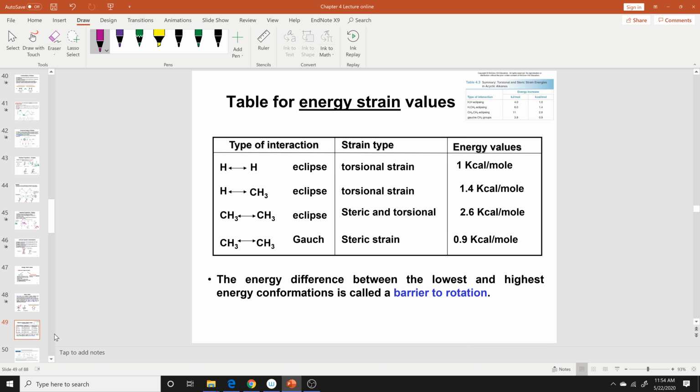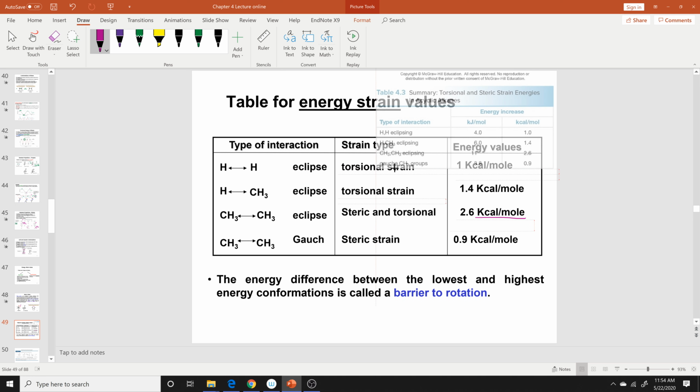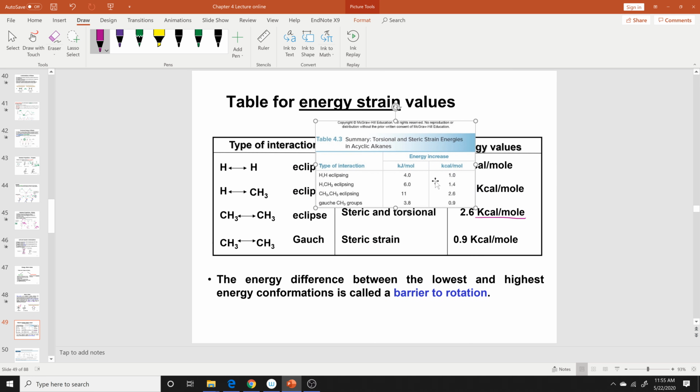This is the table that I've been talking about. And this table, you are allowed to have it in the exam. This table shows you the energy values. We normally report the energy values of the eclipse, the gauche, and the steric and torsional eclipse for the CH3s in terms of two units. We can either report it in terms of kilocalories per mole, or I've included another table for you over here where we normally report it in terms of kilojoules per mole.